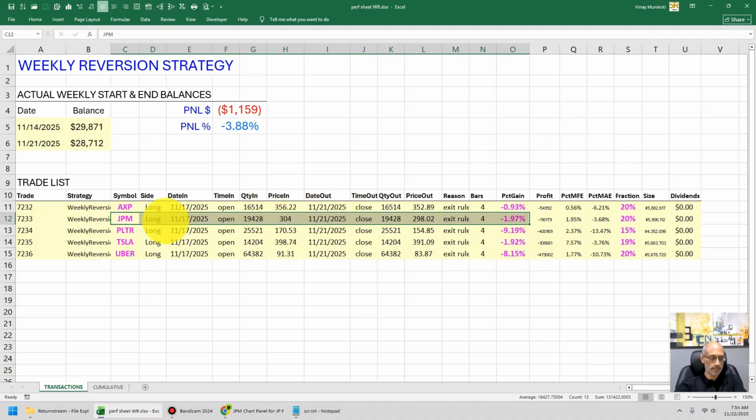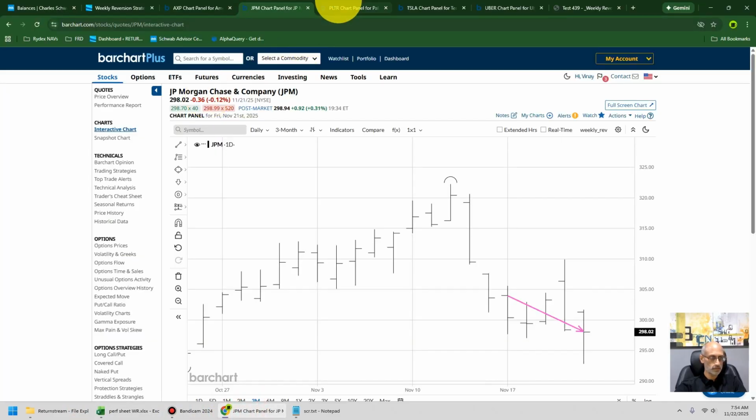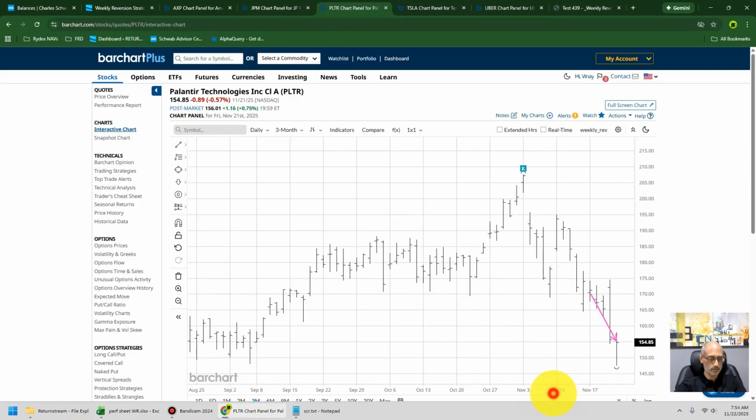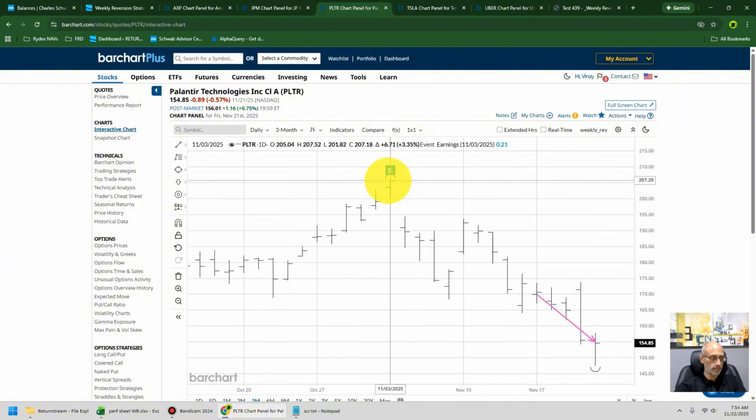The next trade was Palantir. It was down 9%. That was the worst trade of the week. But it was allocated 15% to that stock. So here's Palantir. After peaking in early November, it has been coming down, and so the strategy bought Palantir on the open on Monday here, and it sold on Friday at the close.